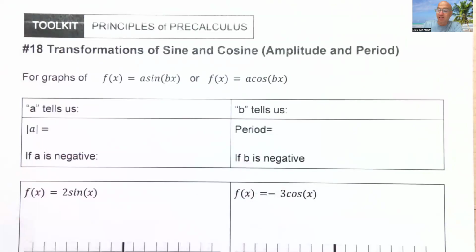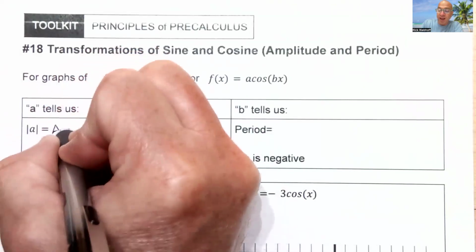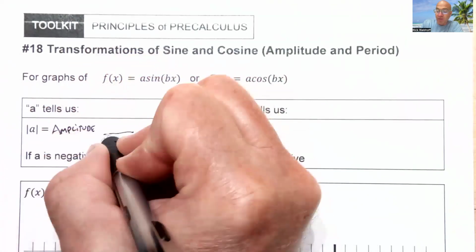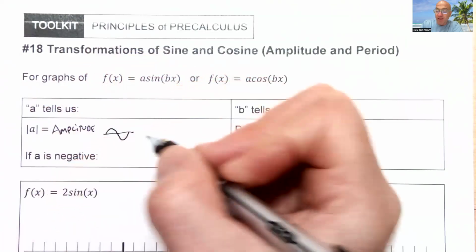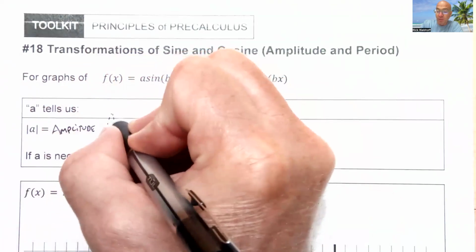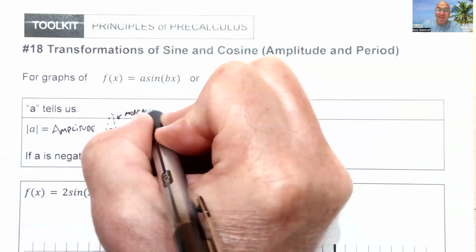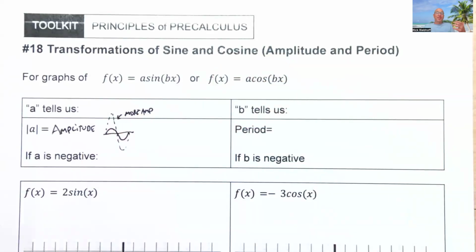All right, so here's what A tells us. The absolute value of A is amplitude. Okay, so if we have a sine curve like this, this would be more amplitude. Think about what an amp does for a speaker, right? If you have a bigger amp, it makes more sound, right? Think about, have you ever seen one of those like you're looking at music, right? And it's these sound waves, right? Well, if it gets louder, those waves get bigger, right? That's amplitude, right? If the amplitude shrinks, it's getting softer, right?